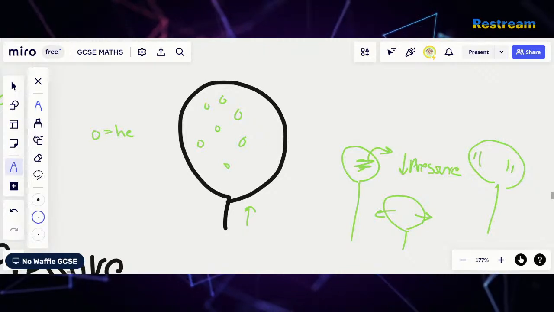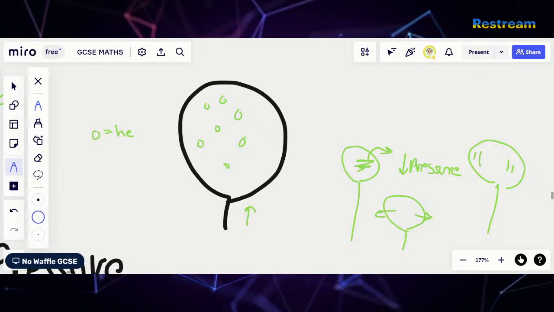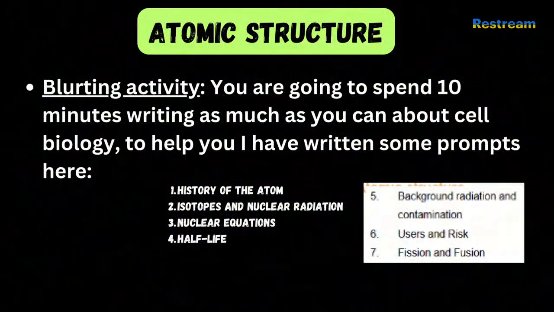And that is all we need to know for this topic. So, particle model of matter is all done. I assumed that would take quicker, but I just wanted to make sure you knew everything.